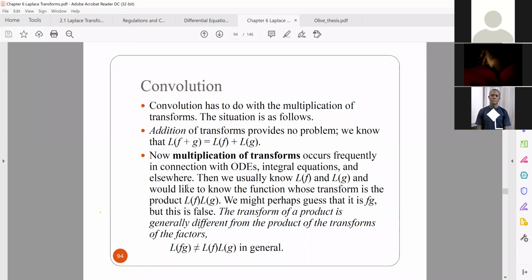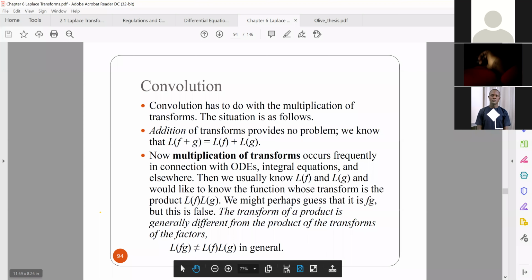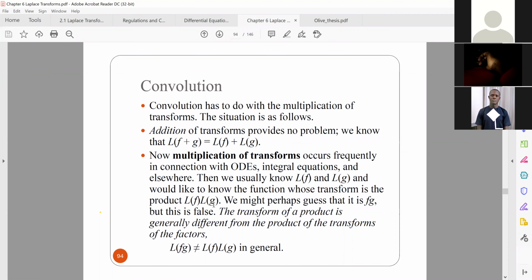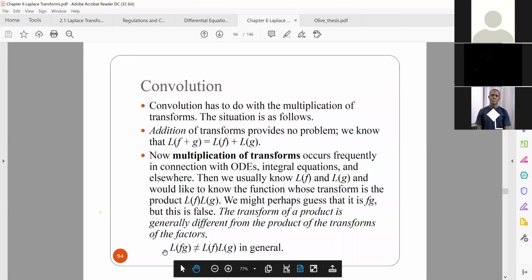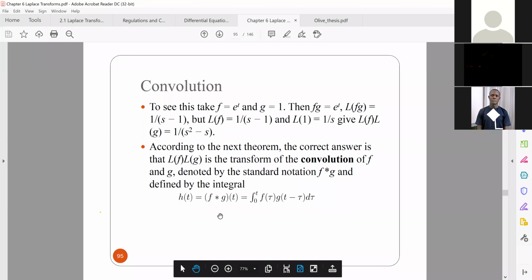So there's what is the convolution integral. This one has to do with multiplication of transforms. So we already said that the Laplace transform is linear, but if someone asks you whether the Laplace transform of f times g is equal to the Laplace transform of f times the Laplace transform of g, you'd think it is, but no, this doesn't hold. And there's a simple proof here. You can go through it.